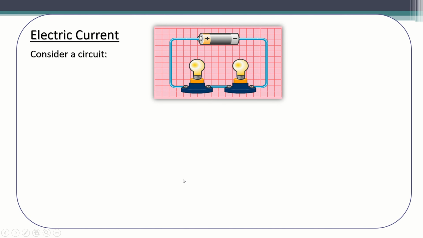So let's take a look at a simple circuit. So here we have a pictorial circuit diagram. We have a battery, we have two light bulbs. So each light bulb is connected one after another. This is called in series. So the question is, which direction does the current flow?